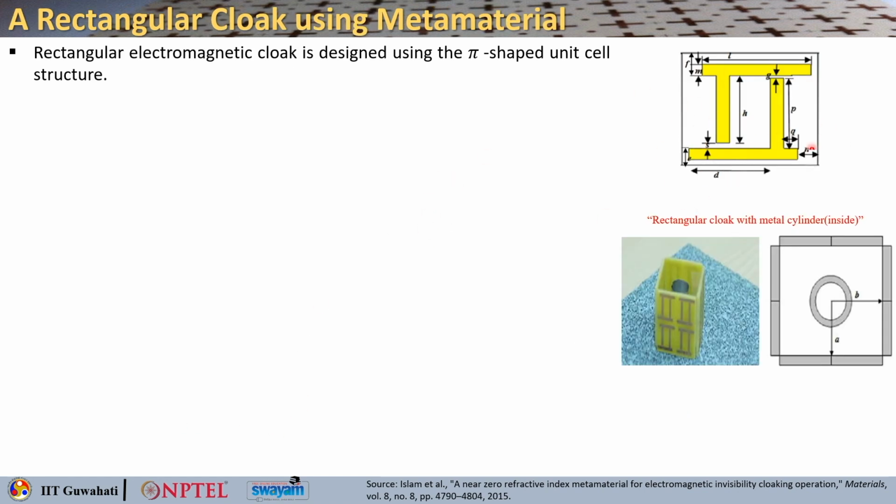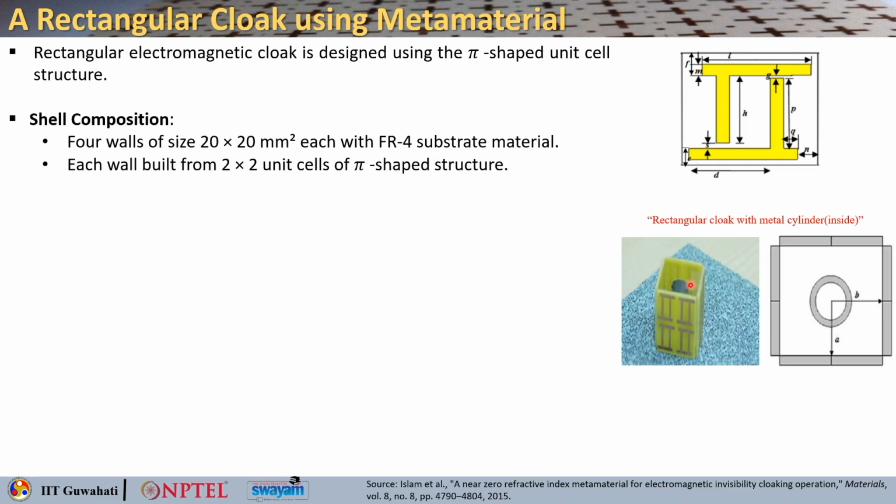So this is the rectangular electromagnetic cloak that is designed using this kind of pie shaped unit cell. So this is the cloak. Anything you keep in the center of this cloak is hidden. Okay, so this is the top view that you can see. You can call it a core shell kind of structure.